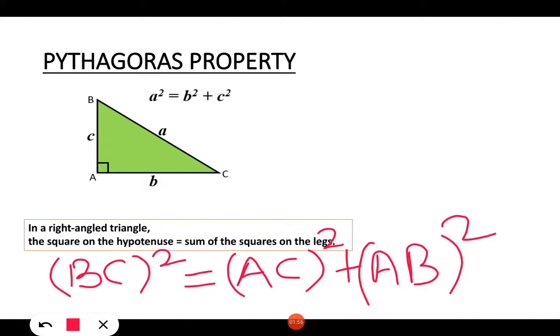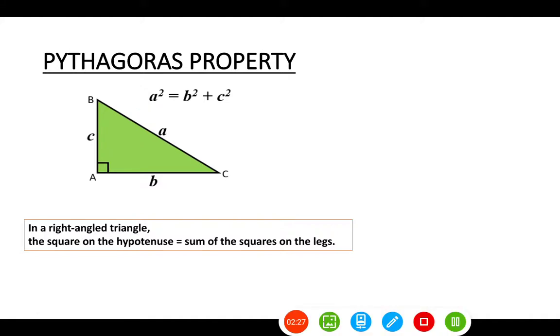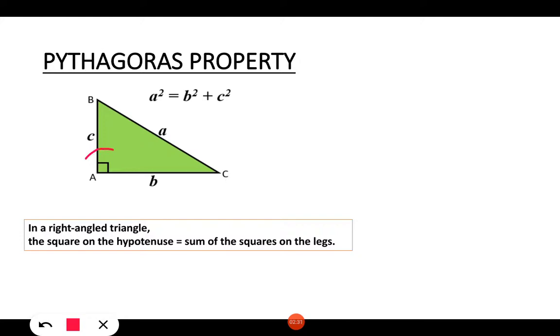Here the length of side BC is a, length of side AC is b, and length of side AB is c. So we also have a square is equal to b square plus c square, which is also Pythagoras property. So students, how to identify the hypotenuse in a right angle triangle? You have to remember that the side opposite to right angle is hypotenuse. Here hypotenuse is BC.